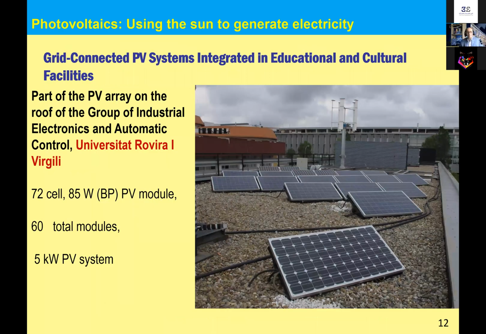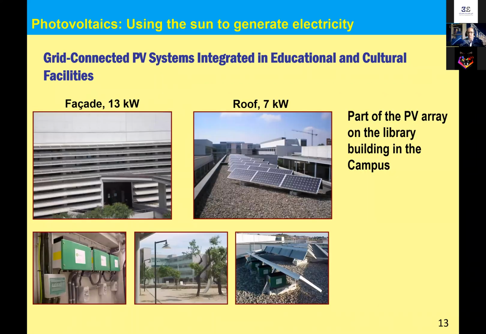So this is part of the PV array on the roof of our research group in Tarragona, at University Rovira i Virgili. We have a total of 60 modules and 5 kilowatts as the total power generated from this PV installation. Another PV installation that we have on the campus is this PV array on the library building, and it is used for lighting the library during the day.